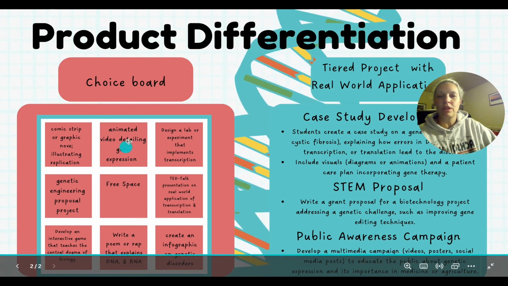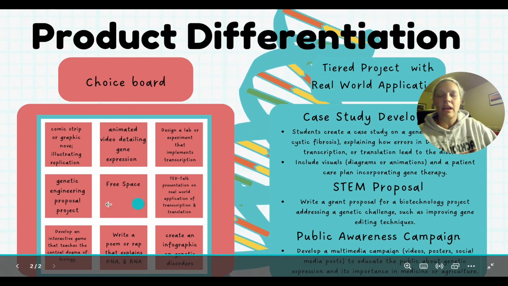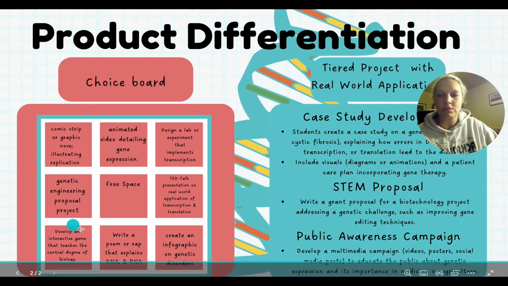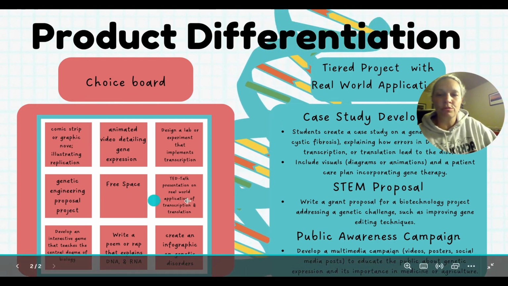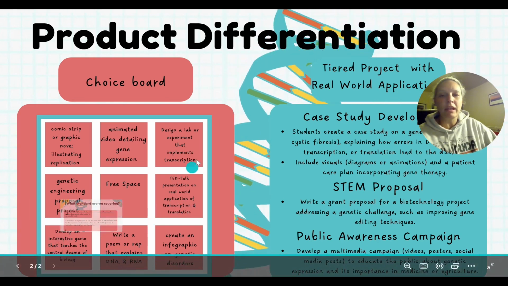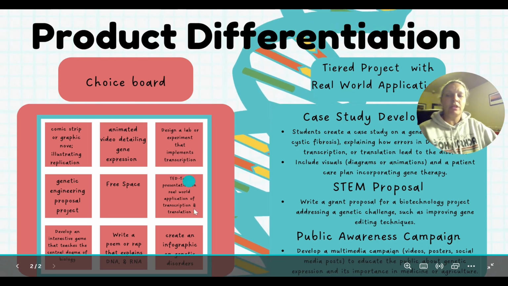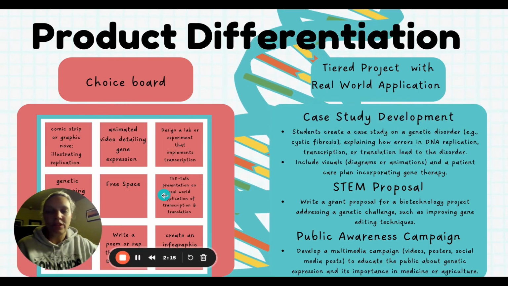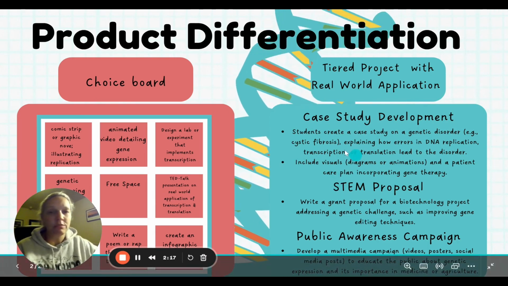A lot are going to choose the free space option. But you can see here, this ranges from making comic strips to coming up with a project proposal, a TED Talk presentation, writing poems, developing games, designing a lab. All good options and different ways for students to show what they know, and different ways for product.